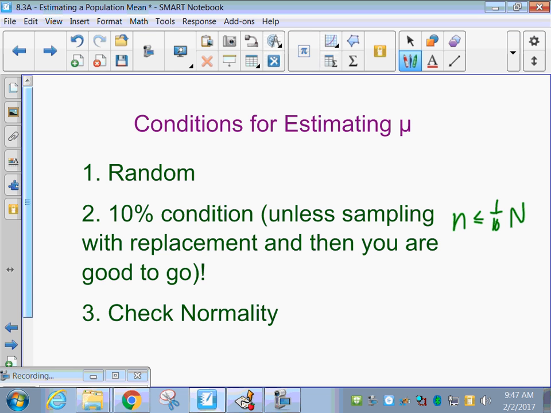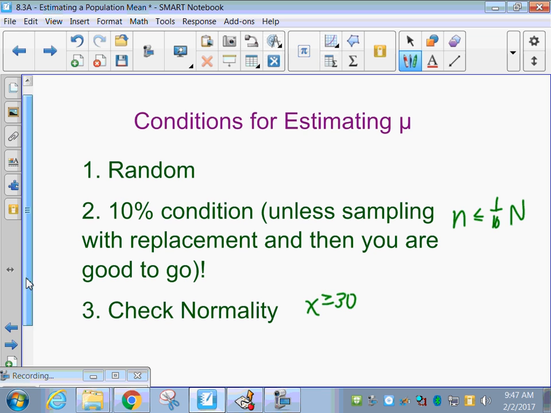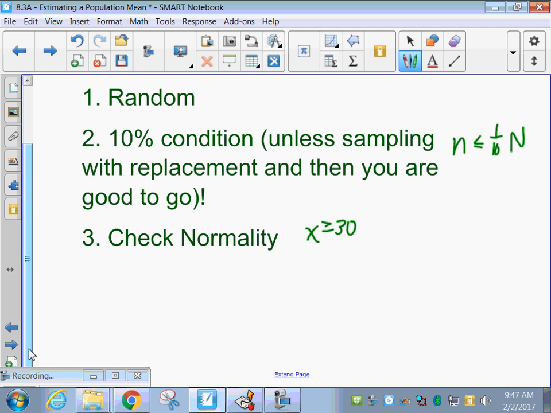When we check normality for p, we do n times p greater than or equal to 10, and n times 1 minus p greater than or equal to 10. What's the magic number when we're estimating mu? 30. Good. So we want to check greater than or equal to 30. When do we not have to check that? Remember there was one. Yes, if the population is normal and they tell you that, then you can just say, all right, we're good to go.